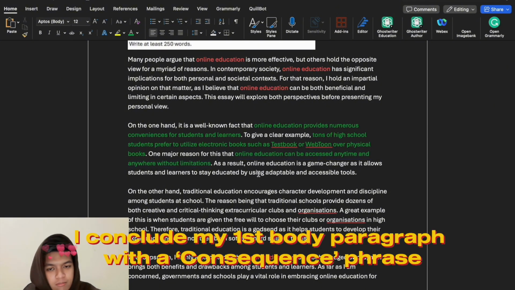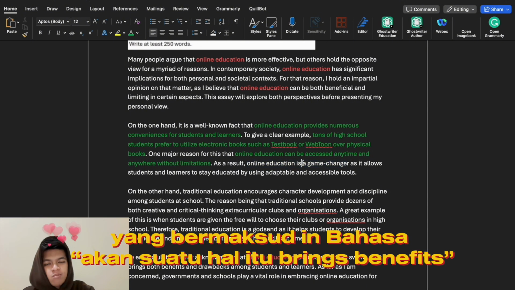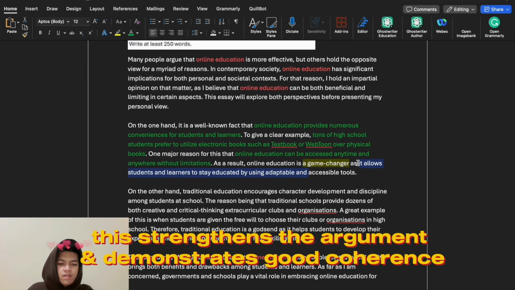Finally, I conclude my first body paragraph with a consequence phrase like as a result, explaining that online education is a game changer, yang bermaksud in bahasa hal itu brings benefits. It gives students adaptable and accessible tools. This strengthens the argument and demonstrates good coherence.